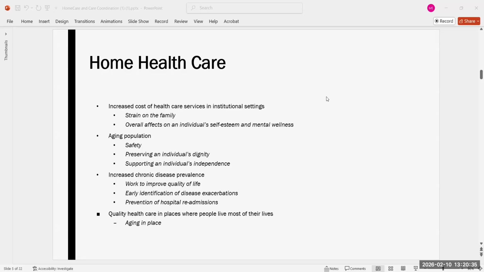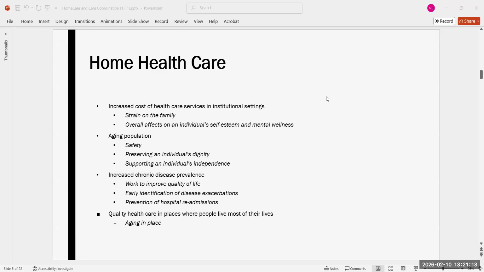Looking at the combination with aging population, patients are living with increased chronic disease. There's a higher prevalence of chronic disease within America. So goals may slightly transition to trying to improve quality of life. We want to early identify if the patient starts having exacerbations of their disease, so we can intervene early to try to deter them from having to quickly go into the hospital. We want to catch things early, try to treat in the home, and prevent those hospital readmissions.